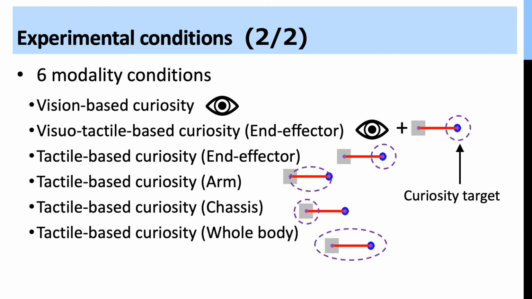We conduct six modality conditions. To observe the effect of tactile-based curiosity, we conduct a control experiment with only vision-based curiosity. To compare the conditions among tactile-based curiosities, we prepare four curiosity conditions for the end effector, the arm, the chassis, and the whole body.